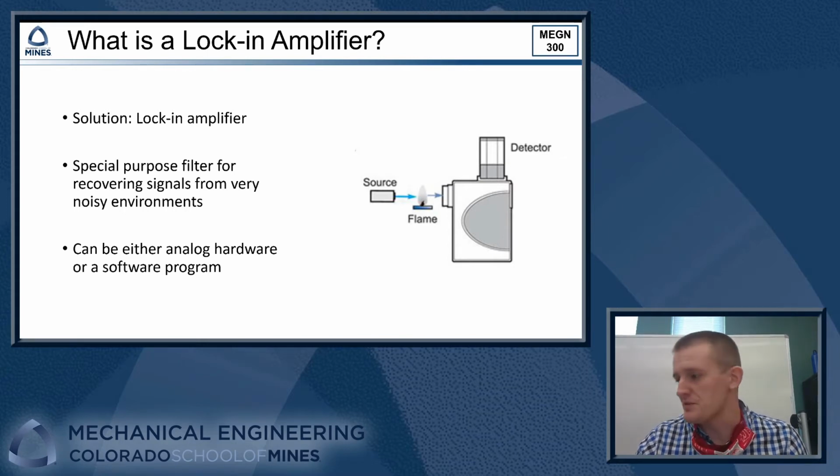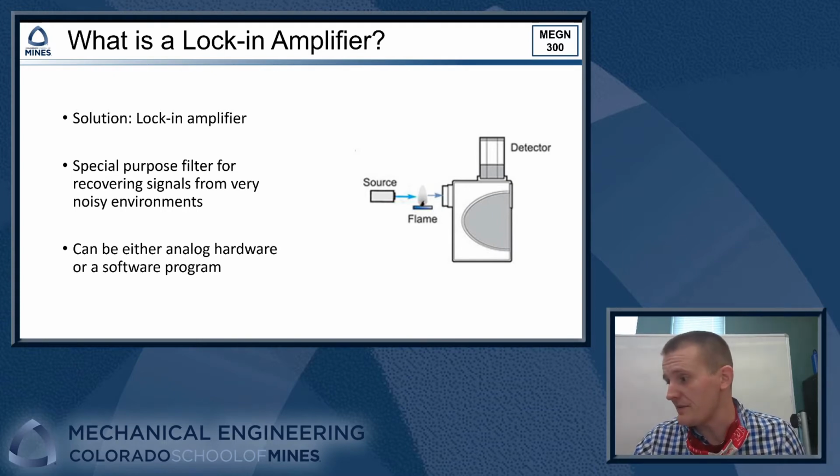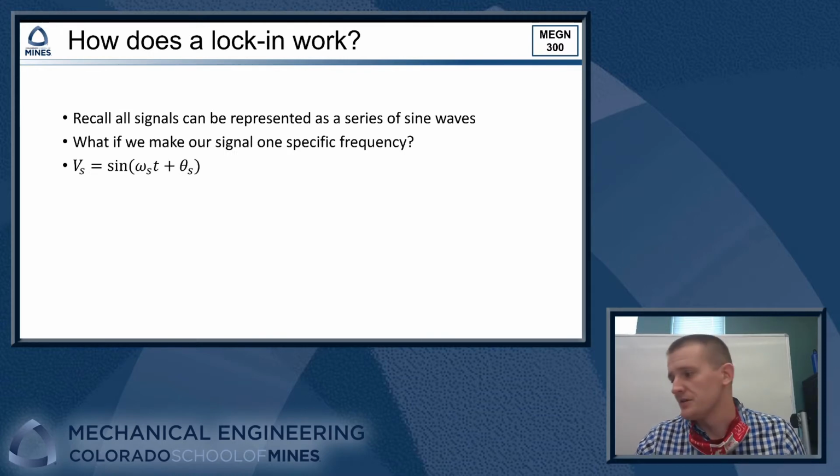And the solution that was come up with was called a lock-in amplifier. It's a special purpose filter that's designed for recovering signals from very, very noisy environments. You can do this with analog hardware, which is how this is done in labs a lot of times, or you can do it through software too. All right, so what we'll be doing in your LabVIEW assignment is we're simulating one with LabVIEW so you can see how it works. And you can take that and set it up so that you could collect actual data and use the same algorithm inside of LabVIEW to recover your data from a noisy environment.